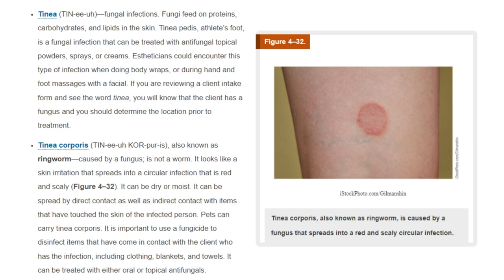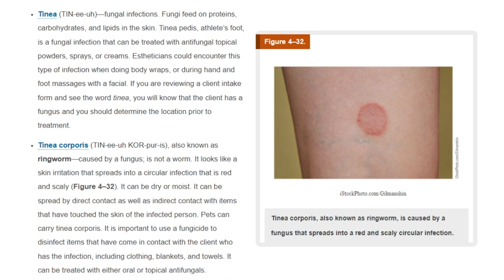Tinea refers to fungal infections. Fungi feed on proteins, carbohydrates, and lipids in the skin. Tinea pedis, athlete's foot, is a fungal infection that can be treated with antifungal topical powders, sprays, or creams. Estheticians could encounter this type of infection when doing body wraps or during hand and foot massages with a facial. If you are reviewing a client intake form and see the word tinea, you will know that the client has a fungus and you should determine the location prior to treatment.